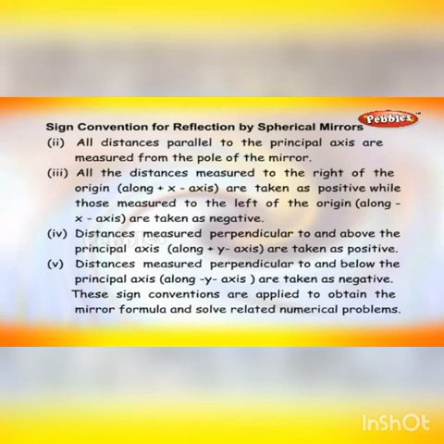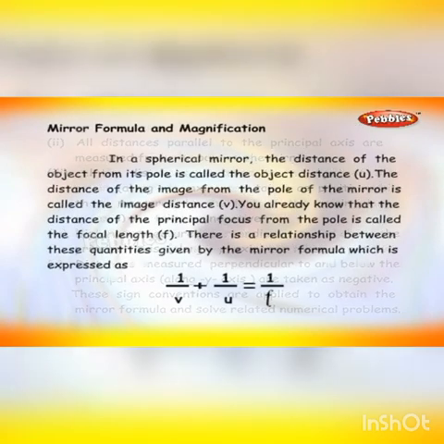Distances measured perpendicular to and above the principal axis are taken as positive. Distances measured perpendicular to and below the principal axis are taken as negative. These sign conventions are applied to obtain the mirror formula and solve related numerical problems.